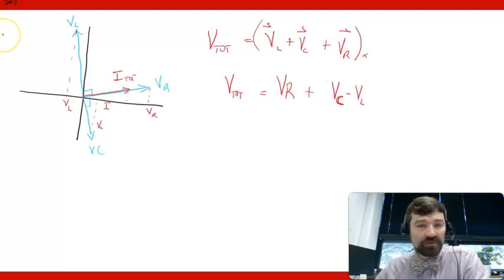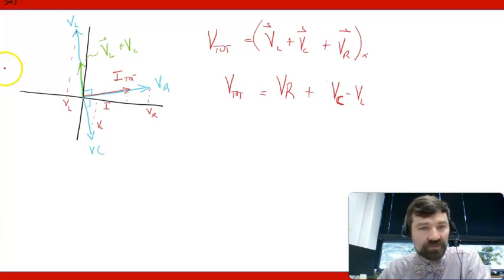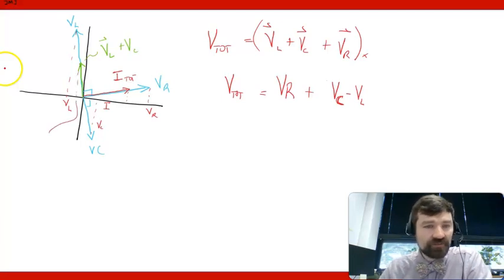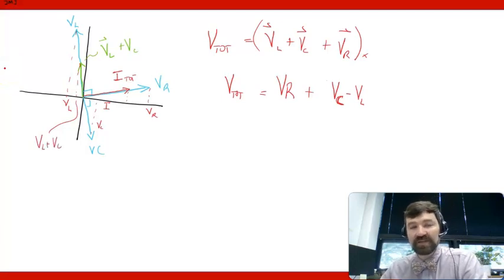I can also represent VL and VC collectively by this arrow right here. So this right here would represent VL plus VC. Since they're in opposite directions, I expect a shorter arrow, and so this right here would then represent my VL plus VC term. And you'll notice that in this case it's negative, but it could be positive, it could be negative. So where am I going with all of this?